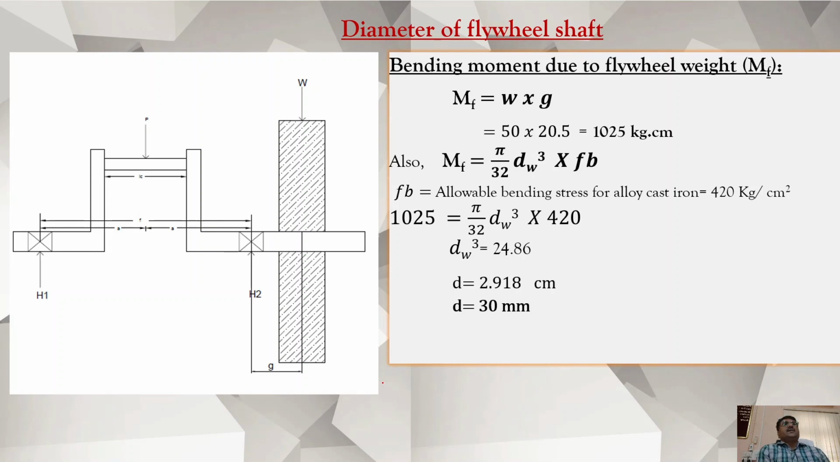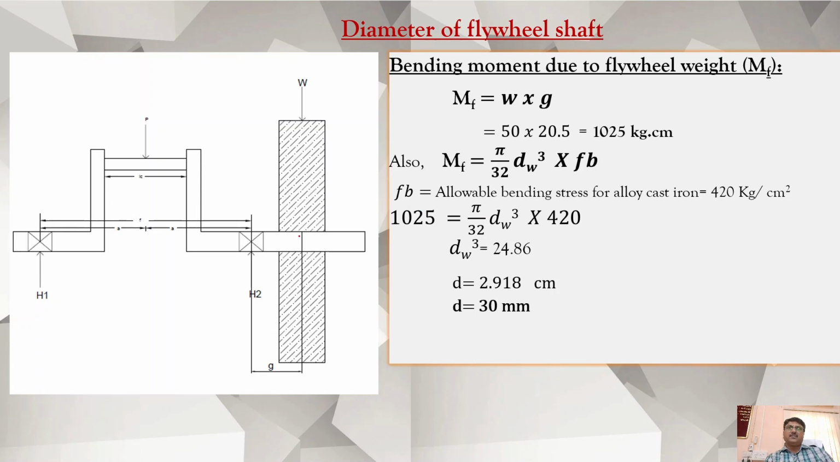Then let's design the diameter of the flywheel shaft. So the flywheel is connected like this. Here is the location of the flywheel. Let the weight of the flywheel be W, 50 kg. Let the distance from the journal center, the bearing center, to the flywheel be G. So the flywheel shaft is not supported. So the bending moment acting on the flywheel shaft will be W into G. Let the distance G be 20.5 centimeter, so it is 1025 kg centimeter.